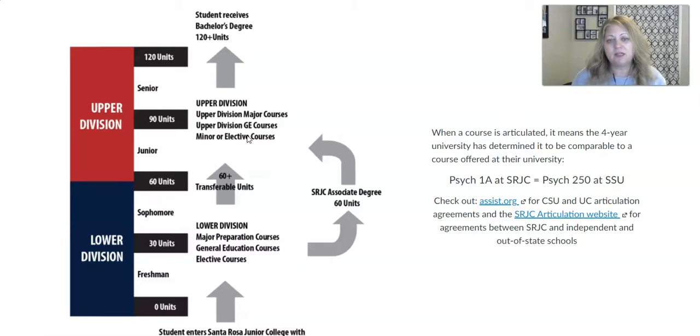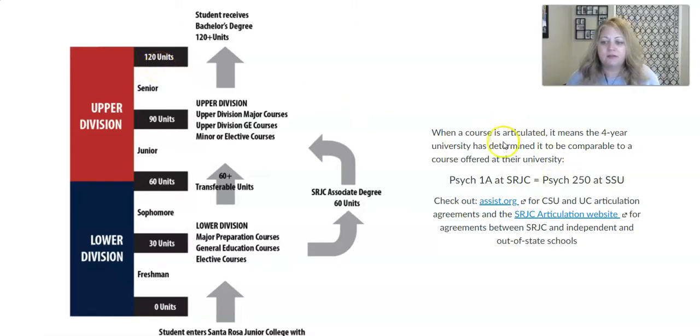And if you did not complete an entire GE pattern at SRJC, then you would need to finish GE for the university. It's a minimum of 120 units to earn a bachelor's degree, so that's what you're working towards. 60 from us and 60 from them, and you've got your bachelor's. Some majors require more, like an engineering major is going to be more than 120 units. But the minimum is 120, okay?